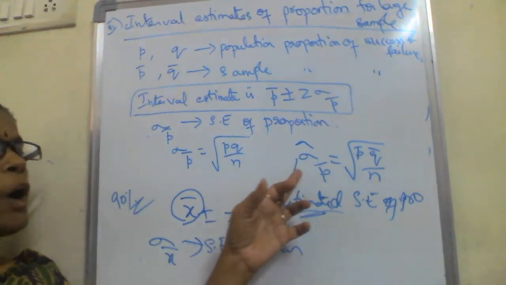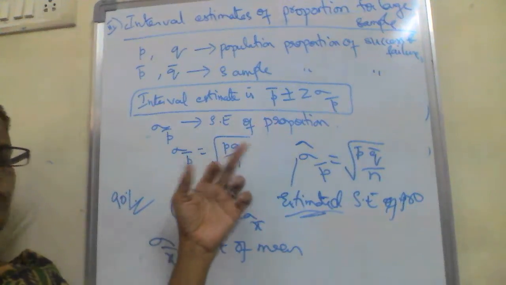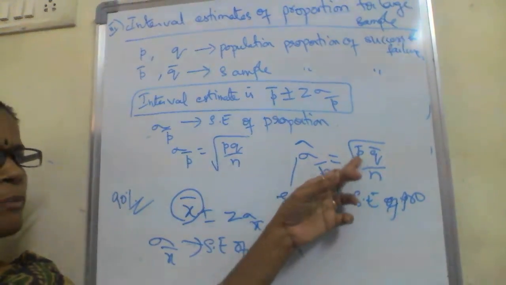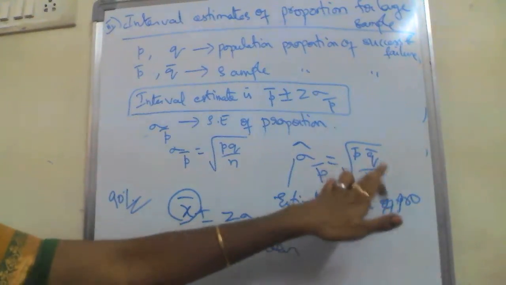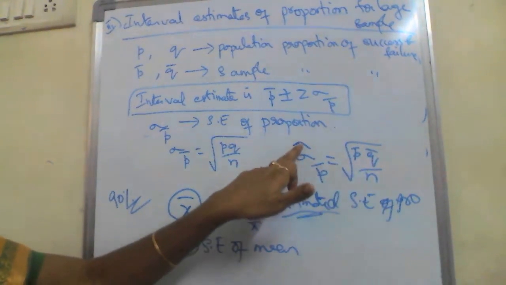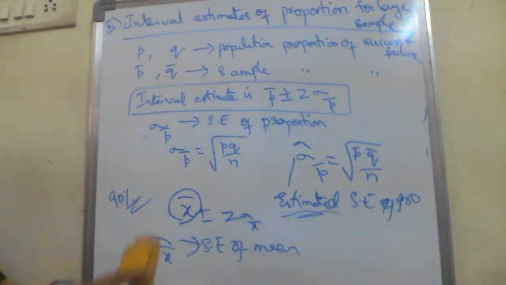Same way here, when P and Q are not given, that is, population proportion of success and failure are not given, but sample proportion of success and failure are given, it will be square root of p bar q bar by n. You call it the estimated standard error of proportion. So with this, everything is the same.